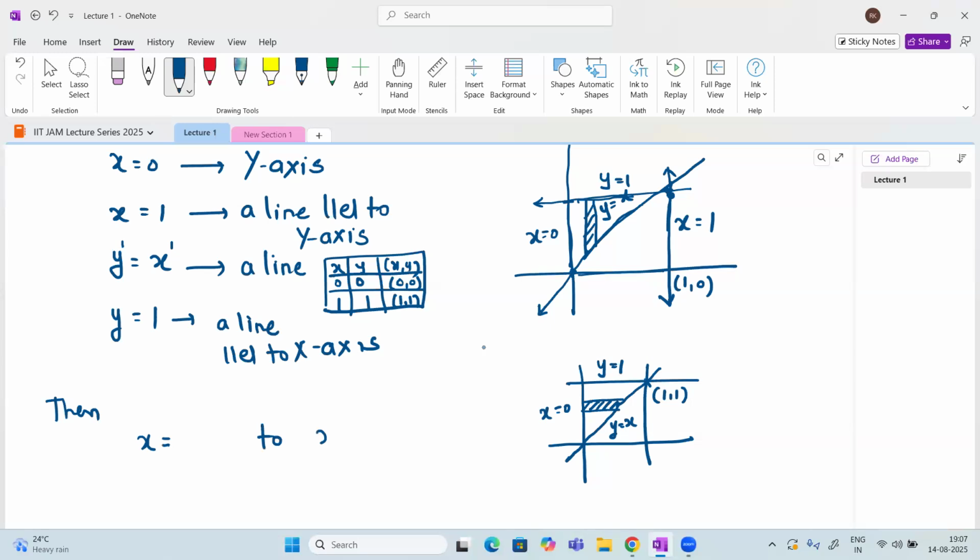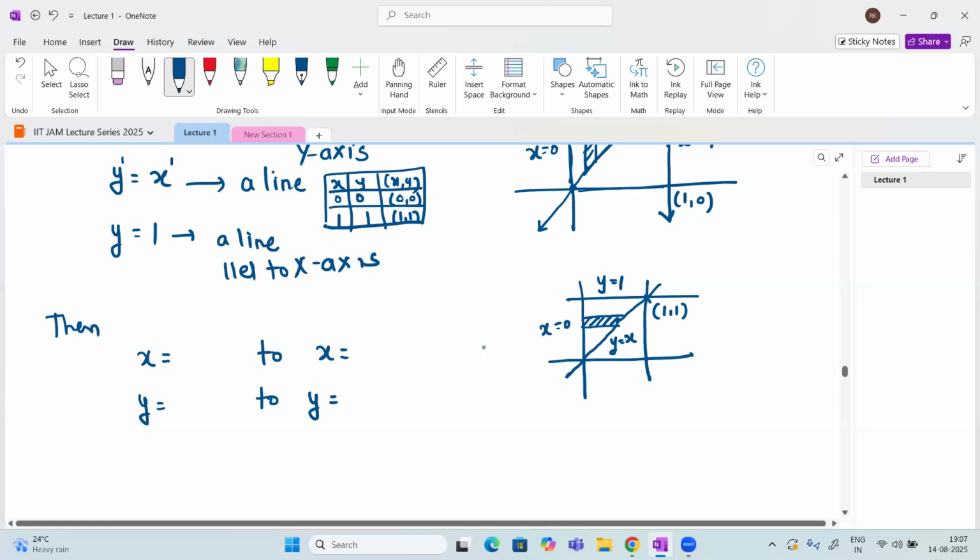0 to y. Since the strip is parallel to the y-axis, after that I should write the limits of y. What do you think? What will be the limits of x? 0 to 1? Remember yesterday's things.